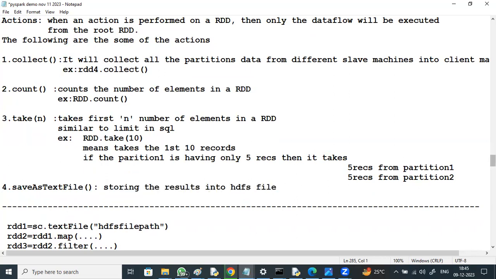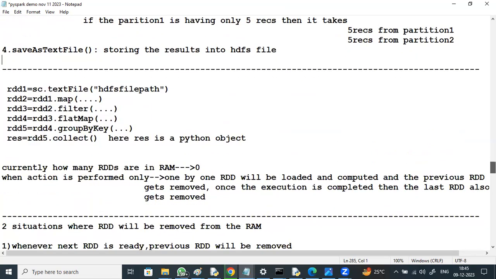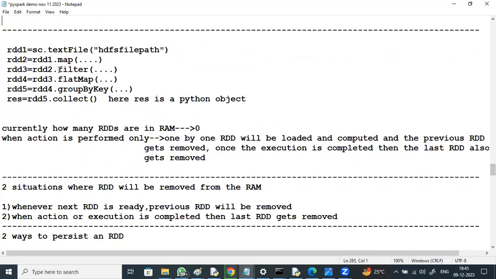These are some actions I'll be discussing practically, one by one, actions and transformations. But first, how does an RDD get created? You have an HDFS file path, Hadoop Distributed File System, so just the file path. If you are loading that file using Spark, sc.textFile, SparkContext.textFile, whenever you load that path, RDD1 is created.